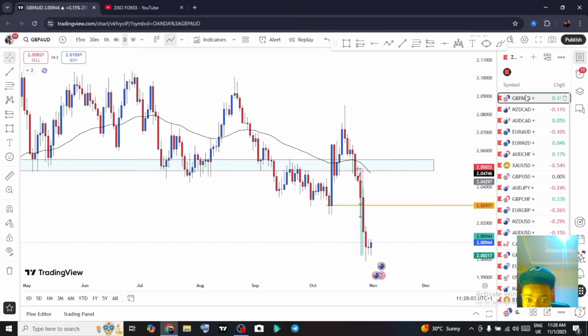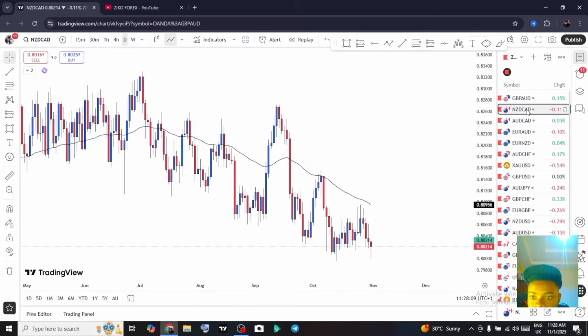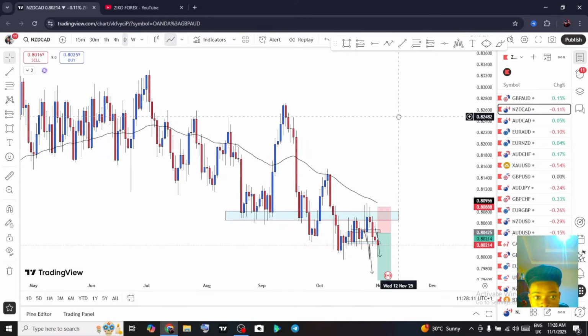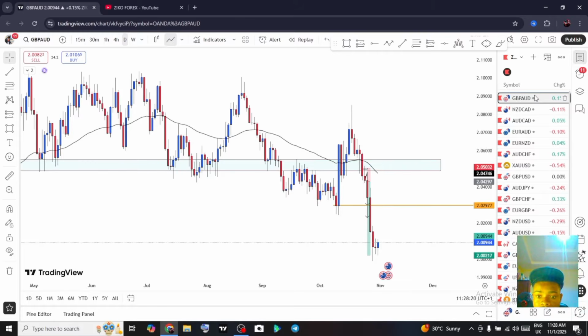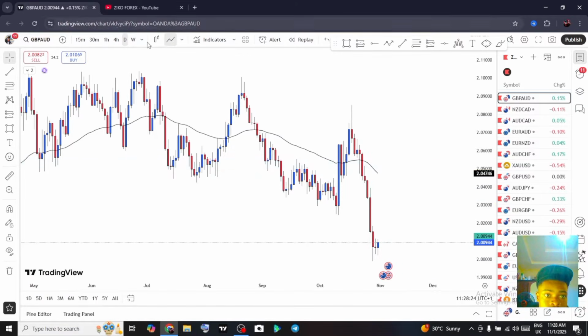So let me analyze the pairs again and see if we can get any trade next week, right? And also that trade has to be a win, right? So I don't mind not trading if I know I'm going to lose, right? So let us see what we have for this week. The first pair, GBP AUD. Let's delete everything. Let's start from the beginning.